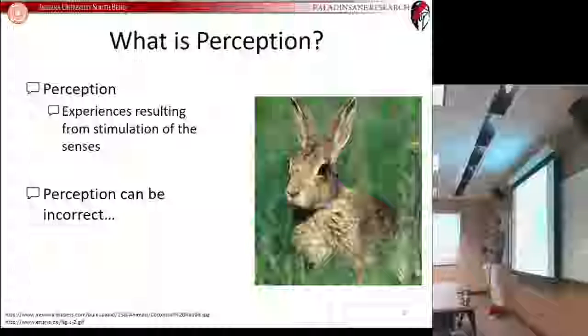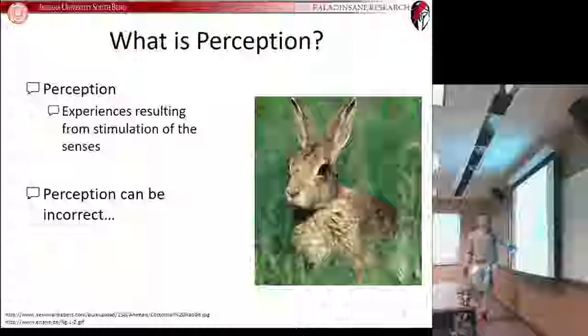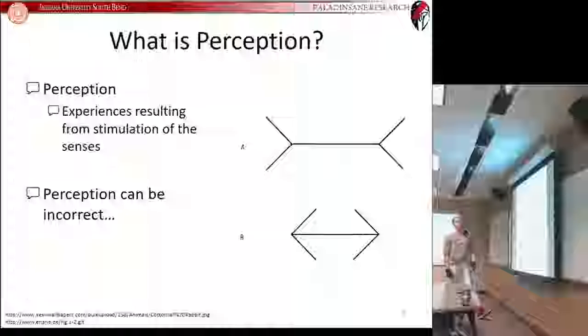So if you ever wonder why experiments are basically set up for you to fail, it's because as a psychologist, analyzing how you fail actually tells me more about what you're doing than analyzing your successes. So perception can be incorrect, and you'll see that a lot of work on perception is actually done with things like illusions. So this is the Mueller-Lyer illusion.